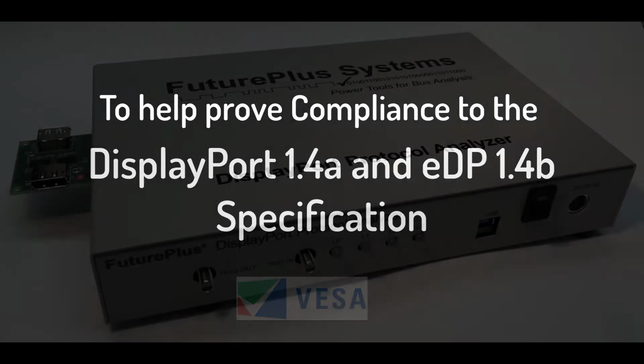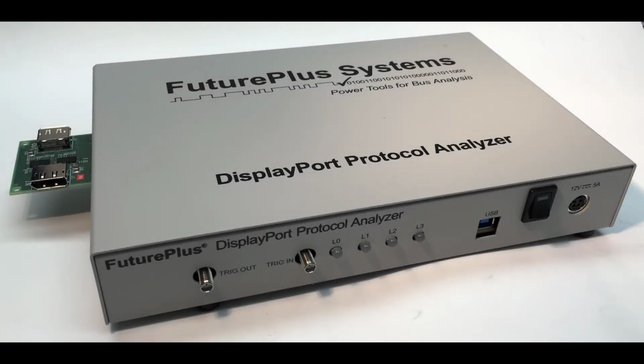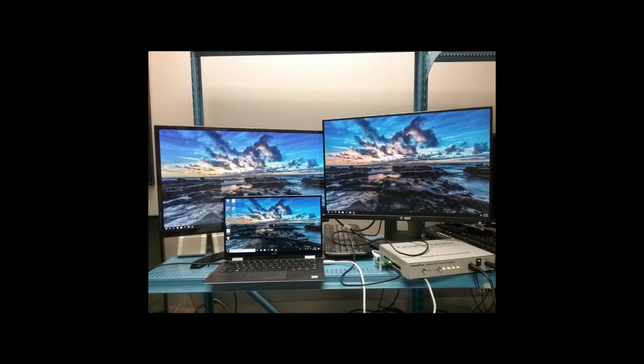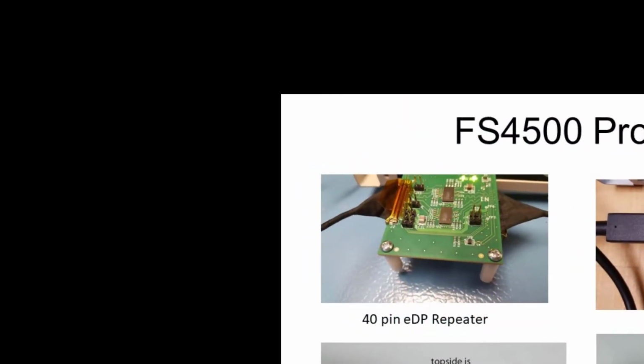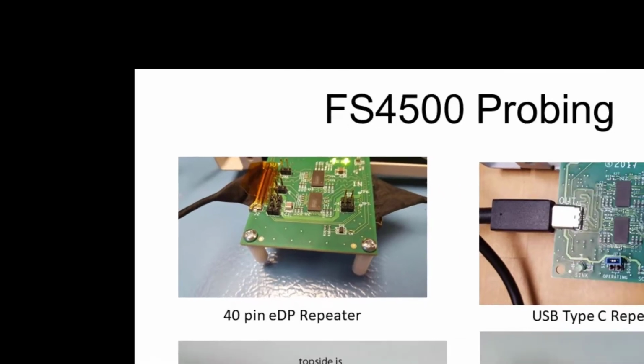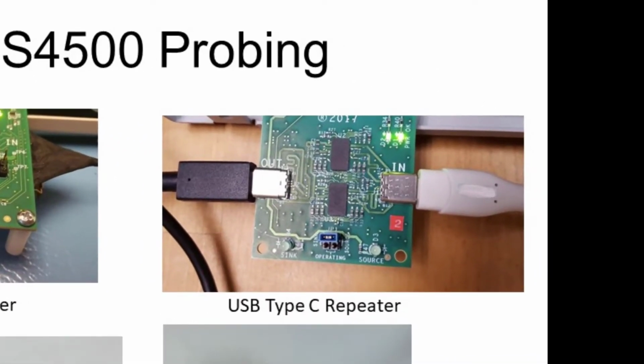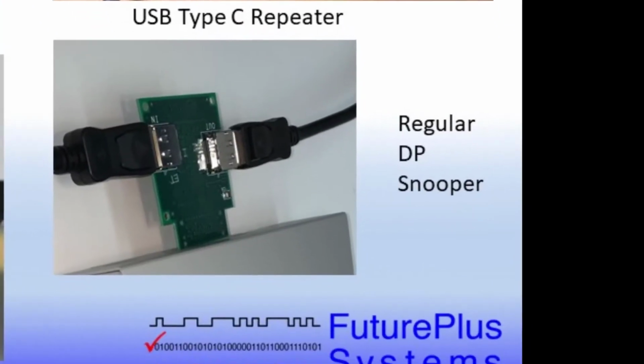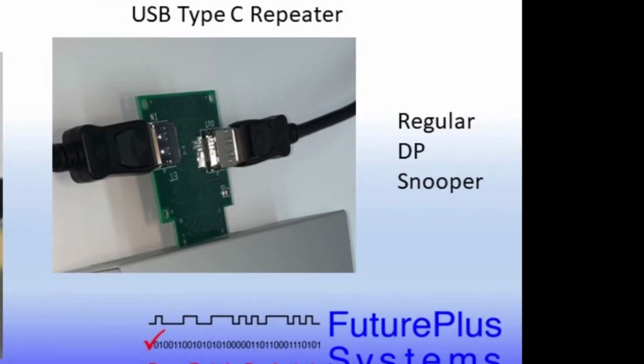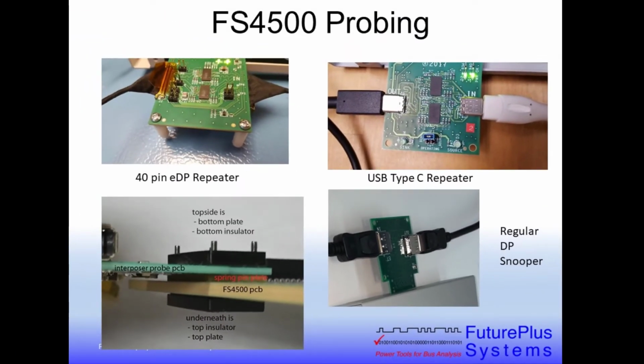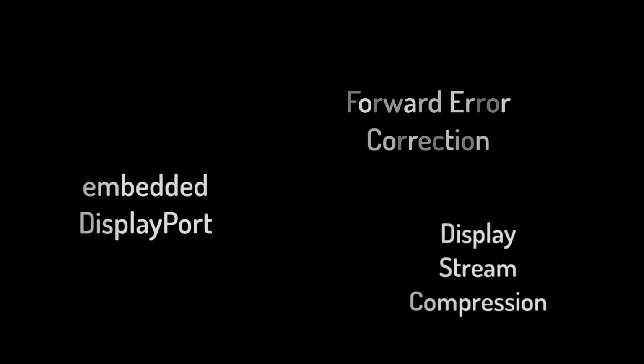The FS4500 is the only DisplayPort protocol analyzer that can sit between any source and any sink. Many probing options are available. There is both 30 and 40 pin EDP probing, USB Type-C probing, and regular DisplayPort probing, both in snooper and repeater configurations. The FS4500 can handle all the different protocols allowed by the DisplayPort specification.